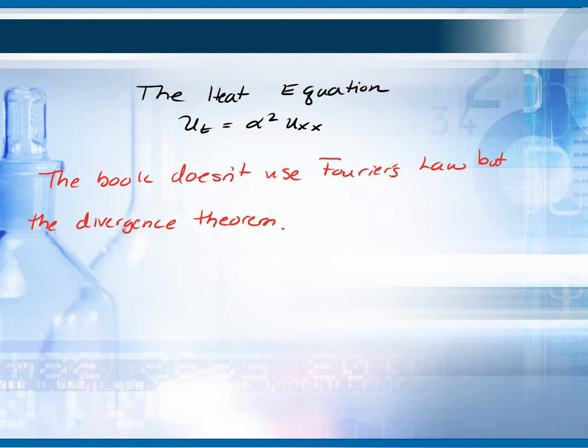So the book also, I just set the insides equal. Alpha squared was the constant, so I'll put it on one side. The book doesn't use Fourier's law, so go through it. It's just the divergence theorem, and then you'll see the connection between Fourier's law and the divergence theorem. They're really just using the analytical method, everything drops out, and you're left with exactly Fourier's law. So it's the why of Fourier's law using the divergence theorem. It's really cool.